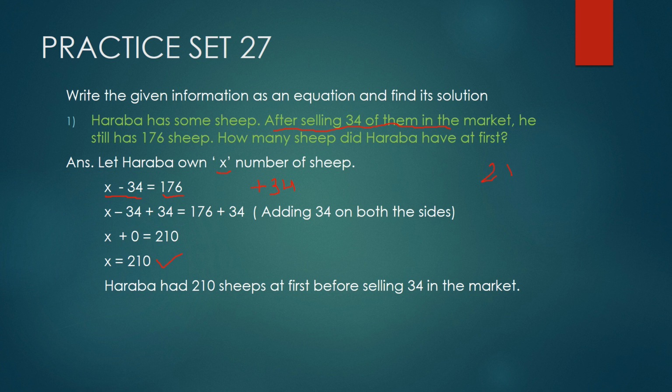If you still want to cross check, what you can do, this was a total number of 210 she had, and how many sheep did they say she gave away? They gave around 34. So let's check whether our answer is correct or not.